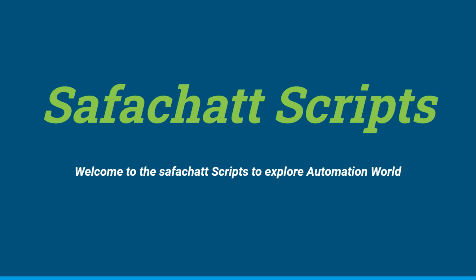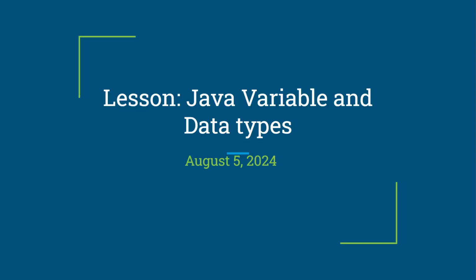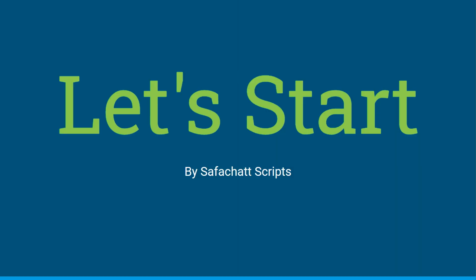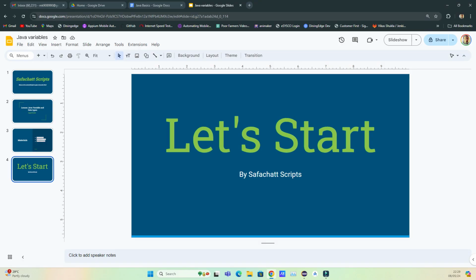So, yesterday we were talking about the Java basics like history of Java, Java, JVM, JDK, JRE, all of that stuff. Today we are going to talk about Java variables and data types. The three things we are going to talk about today: Java variables, data types in Java, and operators in Java. Let's start.